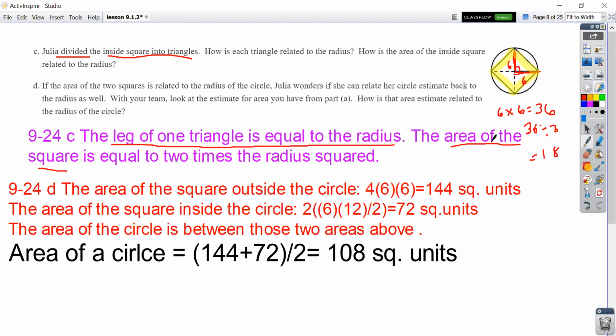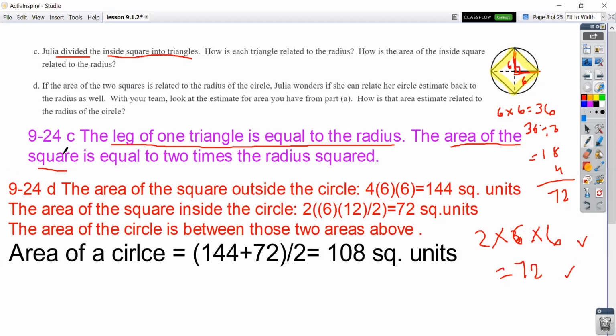Okay, so for the area of the square, there are 4 of them. So you take 18 times 4. 8 times 4 is 32, 4 times 1 plus 3 is 72. So this is the area of the square. Is it equal to 2 times the radius squared? If you take 2 times radius squared, which is 36, which is 6 times 6, it's the same thing as 72. Okay.